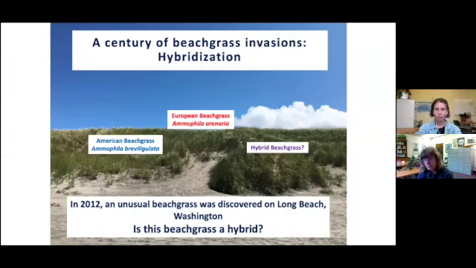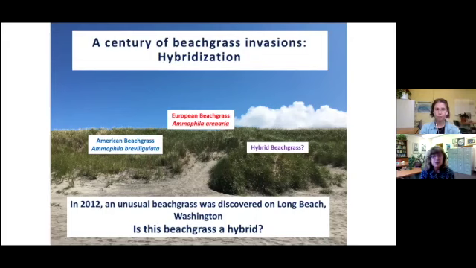Another unintended result is this hybridization. So these 2 species obviously were planted at different times, but they co-occur in certain regions of the coast, in particular from northern Oregon up into southern Washington. And in these areas where they co-occur, they actually are hybridizing.